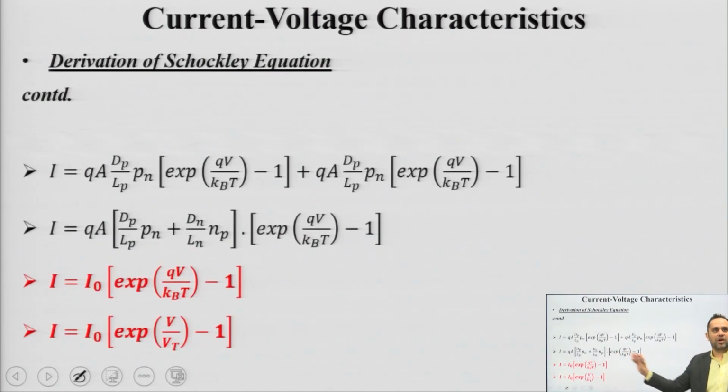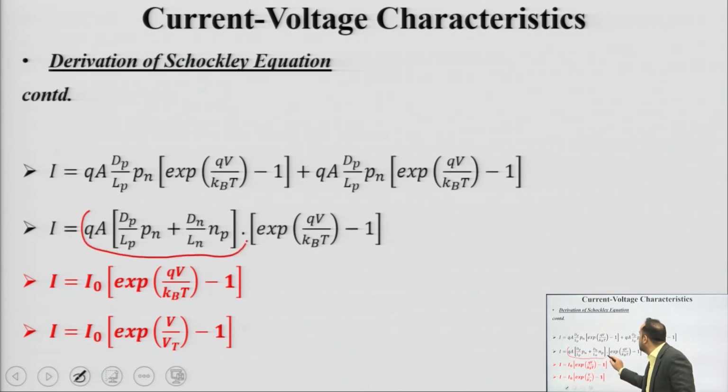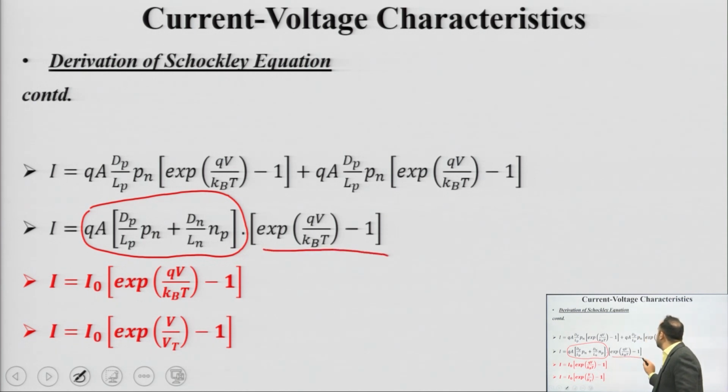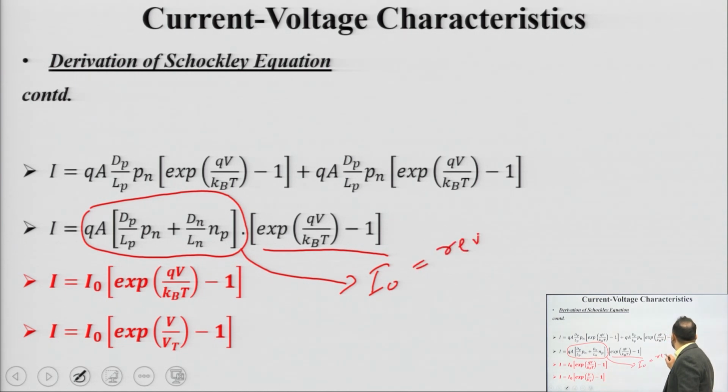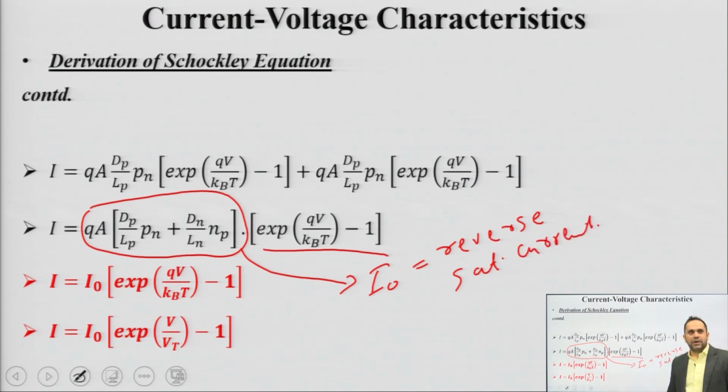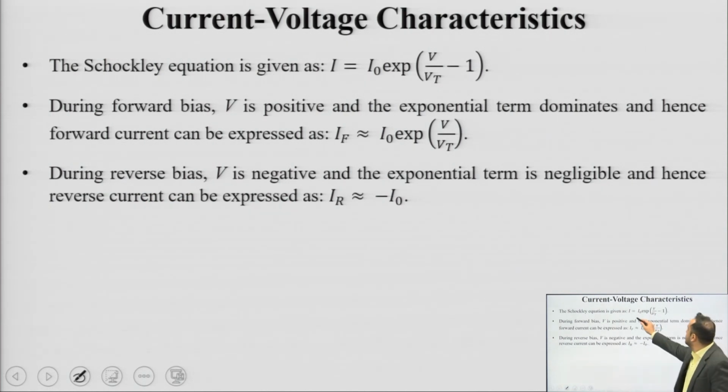I combine the common terms. Okay. These are the common terms I am going to get, and this is an exponential term. This is known as I naught, and this is known as reverse saturation current. This is the current which flows across a p-n junction when reverse biased. Okay. Because of this Shockley equation, if V is positive, the exponential term is very high.